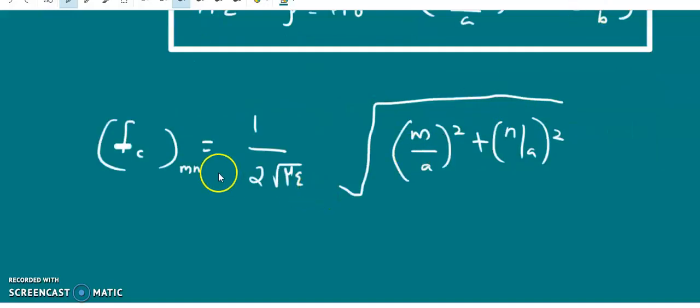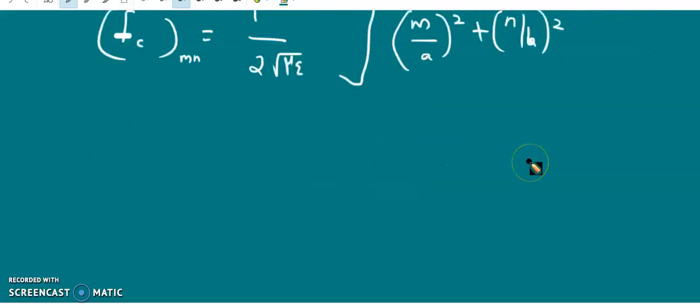And we know that the cutoff frequency for the rectangular waveguide, whether it is TM or TE, is given by 1 over 2 into root of με into root of (m/a)² plus (n/b)². So this is the cutoff frequency. So now we have to calculate the lowest cutoff frequency. So we can have two configurations, m equal to 0, n equal to 1, and n equal to 0, m equal to 1. And we will check which one corresponds to the lowest cutoff frequency.